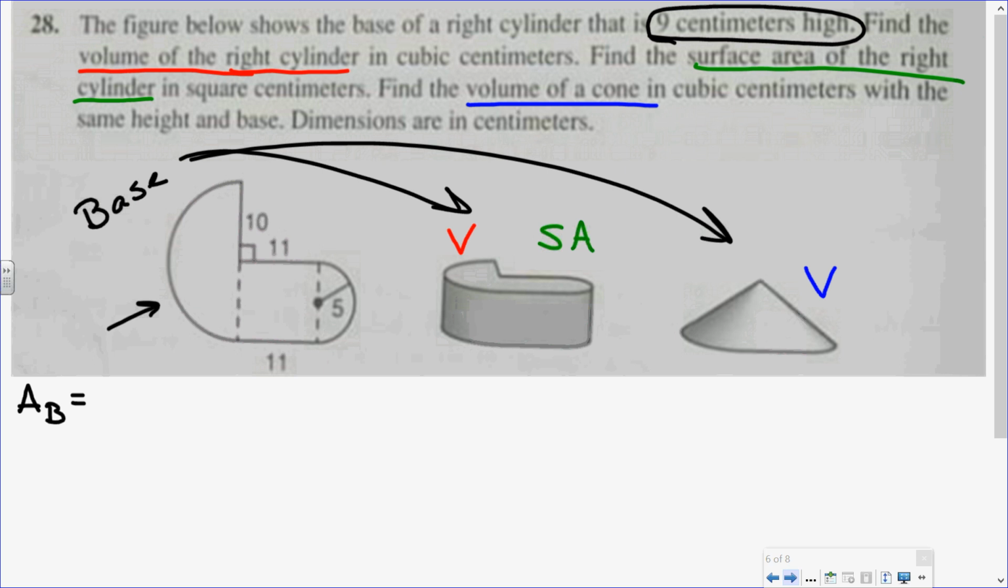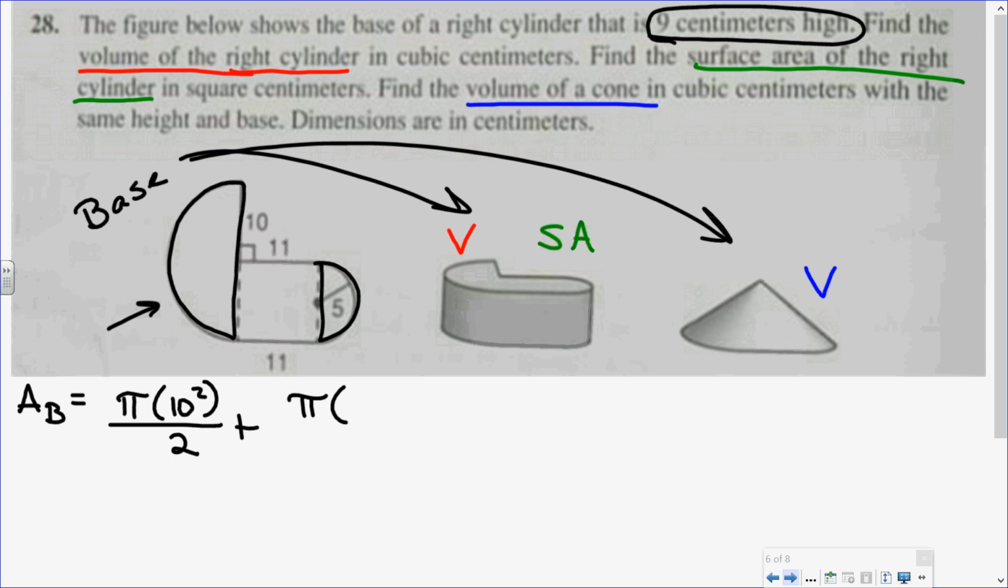Okay, I've got 2 semicircles or half circles, and I heard somebody saying something about the middle part. Can you say that again? I need this half circle, so I need pi times the radius squared, so that's going to be a 10 divided by 2. And then I need another semicircle, so that's going to be pi times that radius, so 5 squared, but half of that.